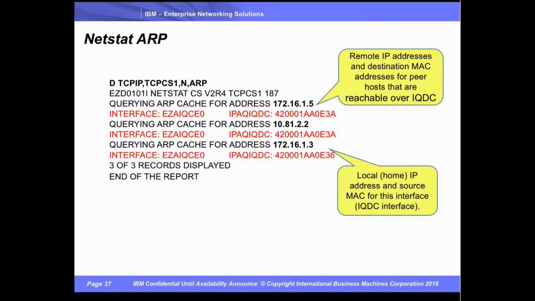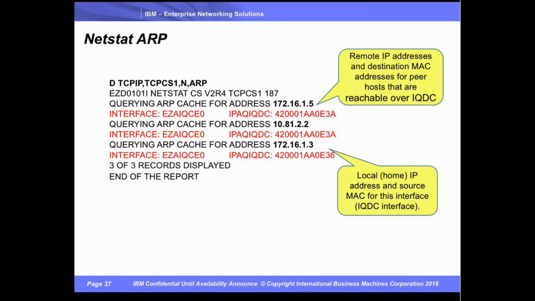All right, slide 37. Hopefully you won't need to use these. This is a Netstat ARP display. This is what I would point you to look at if things aren't working well or you're seeing all your traffic go over OSA. This would be a key place to start.